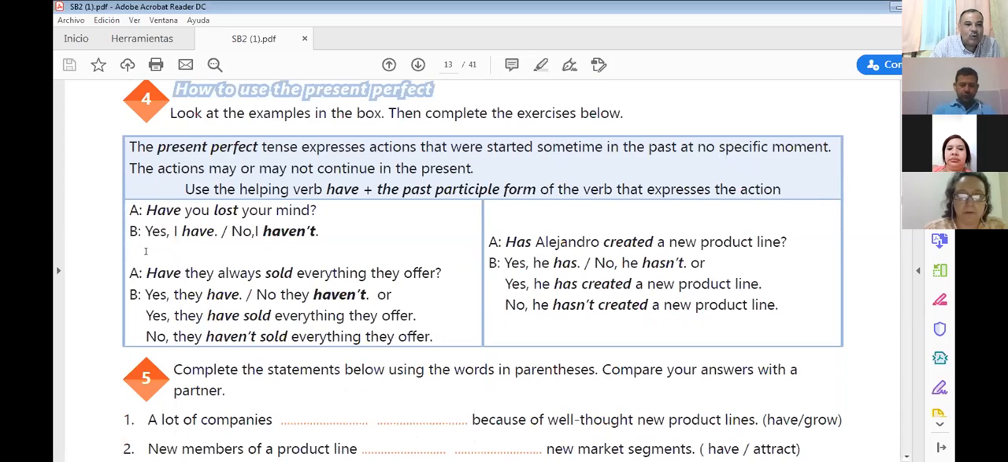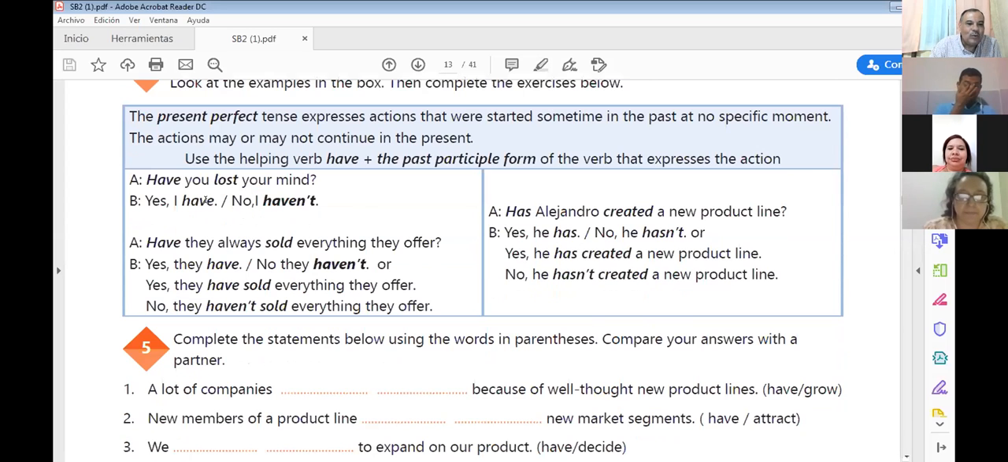For example, in questions, can you see here? Have takes the first position. Have you lost your mind? Yes, I have lost my mind. No, I haven't lost my mind. So we use have with I, you, we, and they. Have they always sold everything they offered? Yes, they have. No, they haven't. Or yes, they have sold everything they offer. Or no, they haven't sold everything they offer.